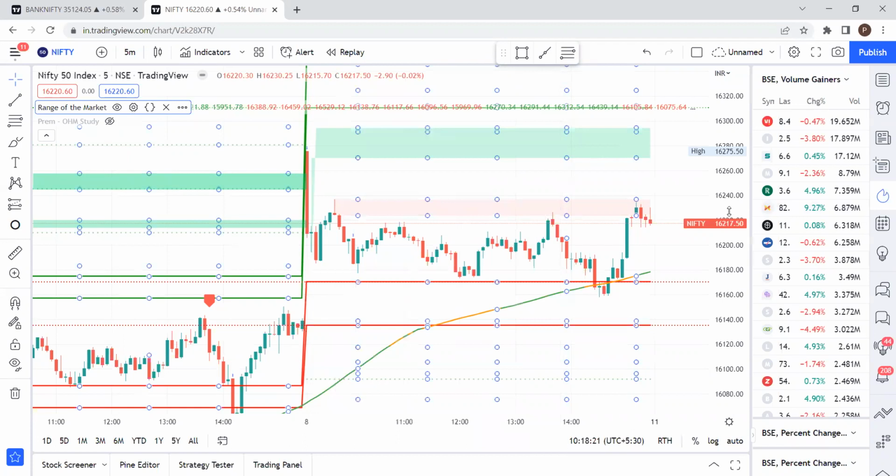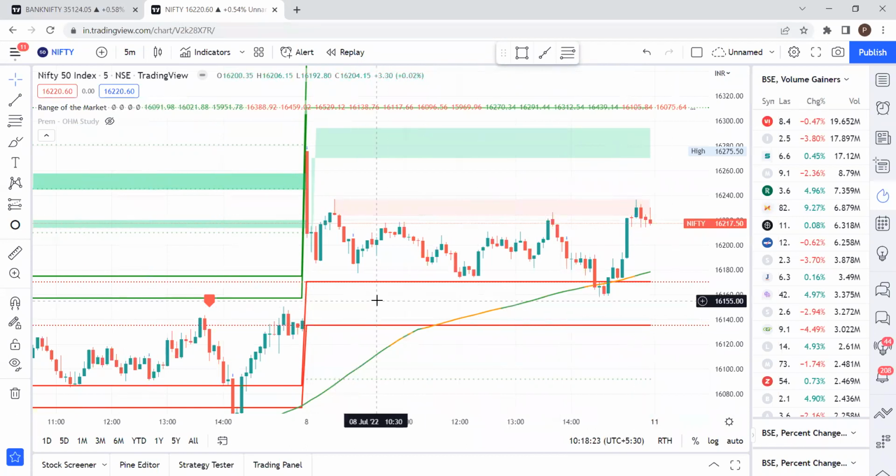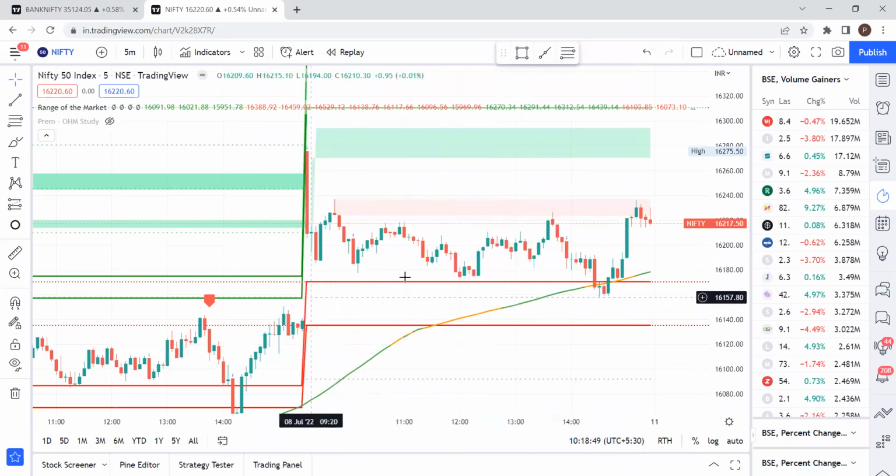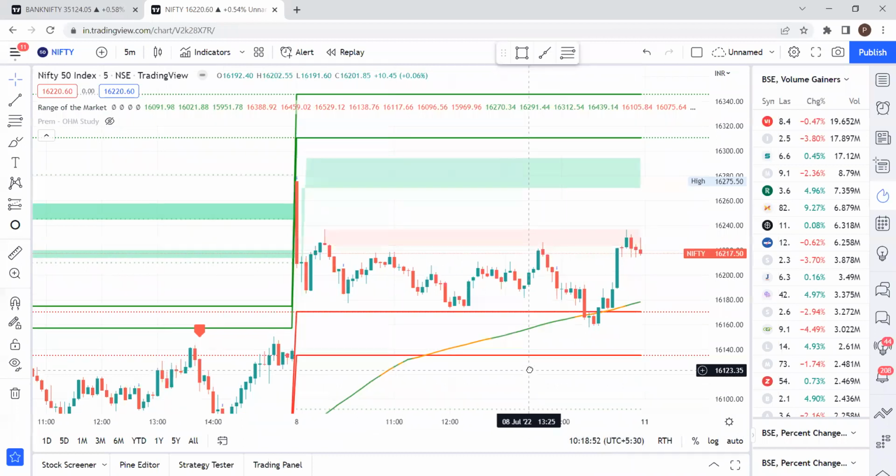One more setting: people may say that there are no two lines, sir, I'm getting only a single line, I'm not getting anything there. In that case, you need to go to settings, click on the settings button, and go to symbols. In session, you should see that regular trading hours should be selected. It should not be extended trading hours. Make sure regular trading hours is selected and say okay. When you do that, it will give you the range of the market.